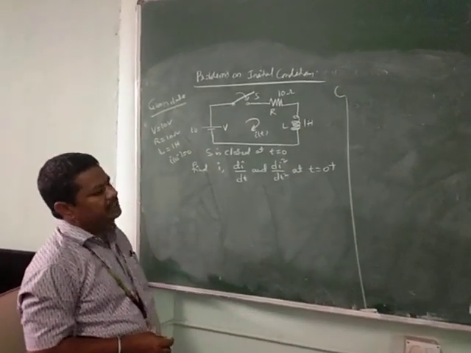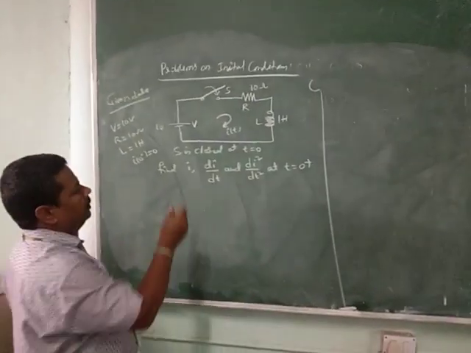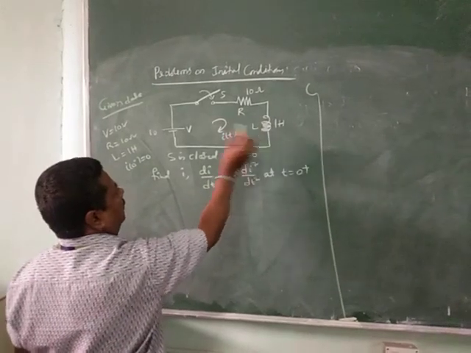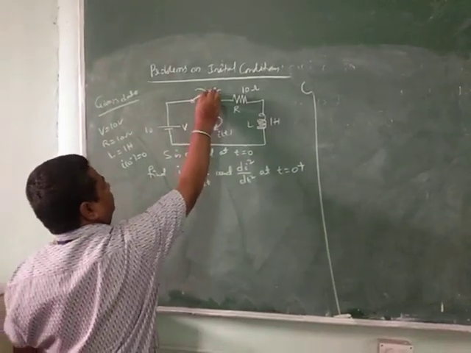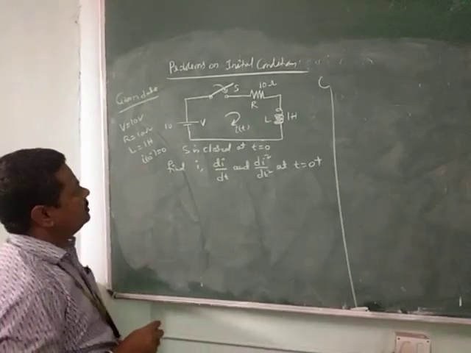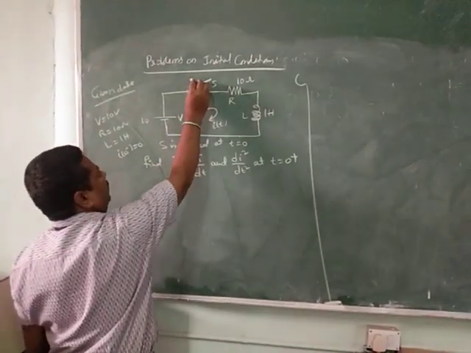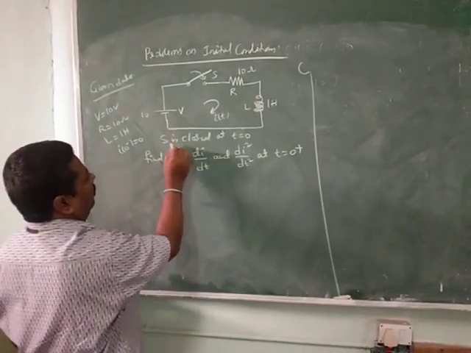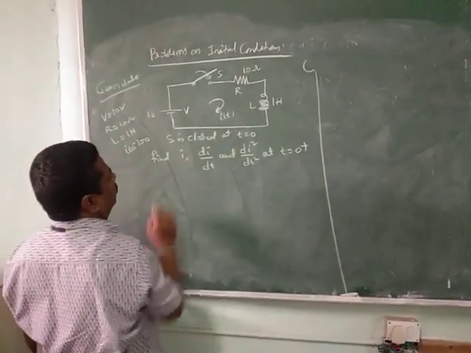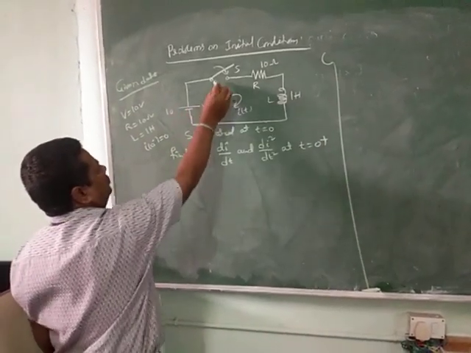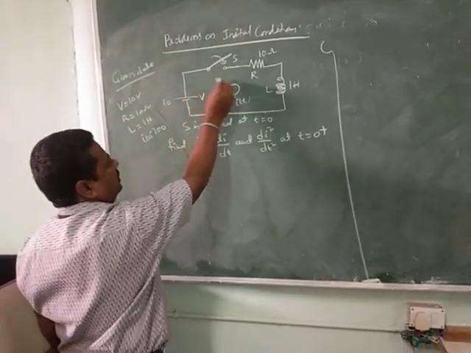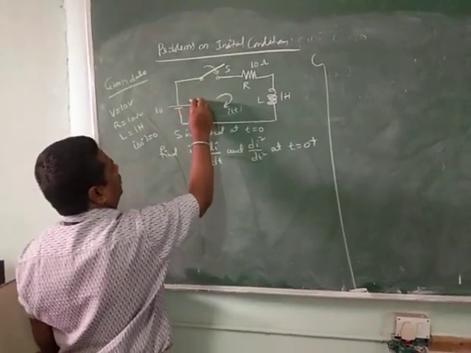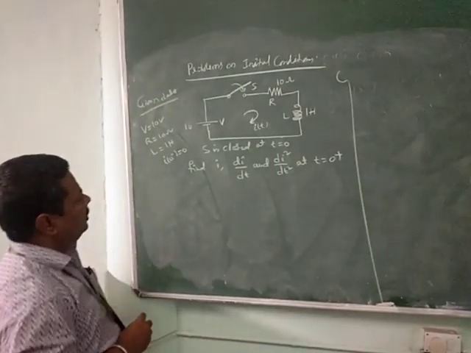Now problems on initial conditions. Here this is the given circuit. The given circuit is an RL circuit, with a resistor and inductor. Here there is one switch in transient analysis. The switch is closed at some particular time instant. Here in the given problem, the switch is closed at t is equal to 0. When the switch is closed, a 10 volt source is connected to the RL circuit. When the switch is open, it is not connected to the RL components.